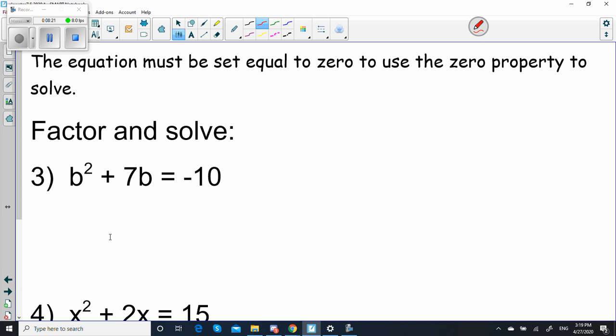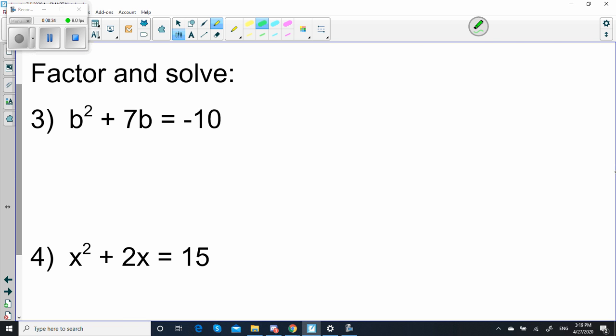All right, so this is different only because it's not set equal to 0. And if you read the words up here, the equation must be set equal to 0 to use the 0 property to solve like we have been doing. So what we need to do is move that negative 10 to the other side before we factor. So how do we move a minus 10? Well, we do the opposite, which is add 10 to both sides.